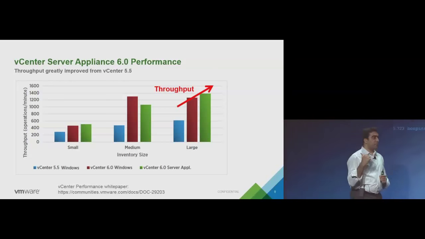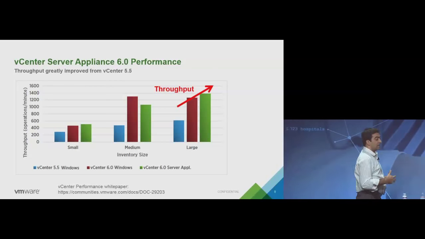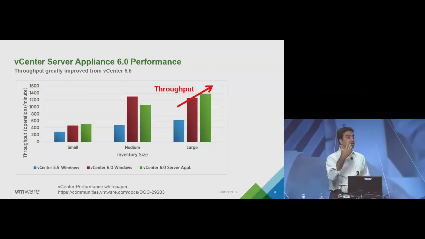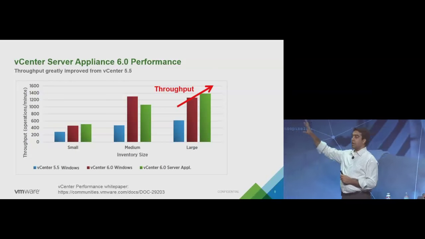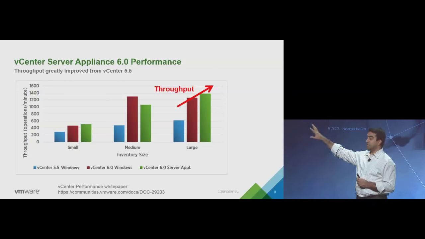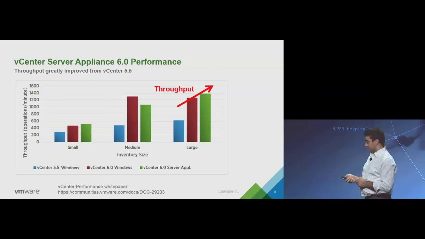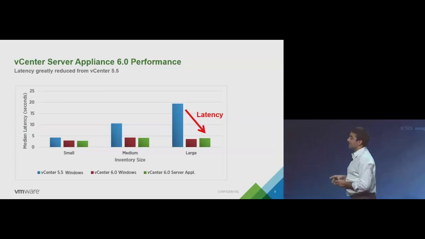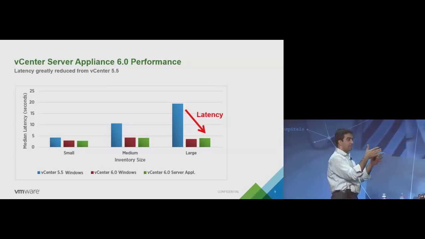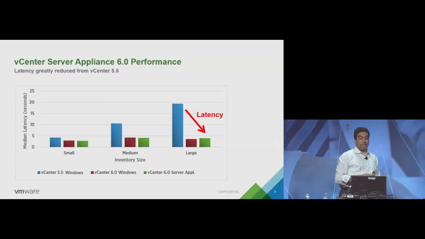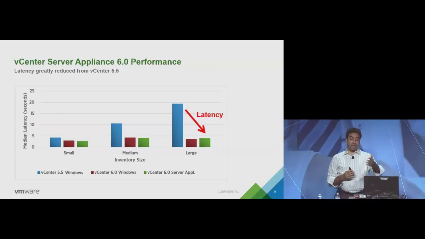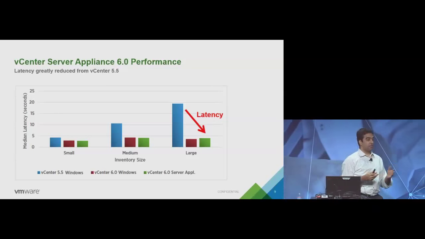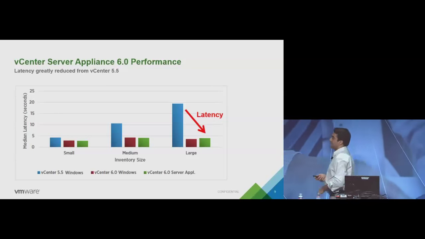You can see in terms of throughput, when we are talking about the number of operations per minute that you can do, or the churn rate on vCenter, that 6.0 can handle a lot more churn, and the throughput is much higher in the case of 6.0. Similarly, on the latency side, you can see that the latency of performing operations has drastically gone down. Again, from 5.5 to 6.0, there's a huge performance improvement, with more than 200% benefit here.